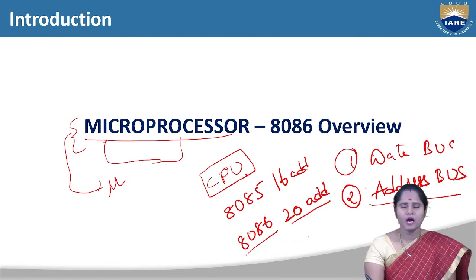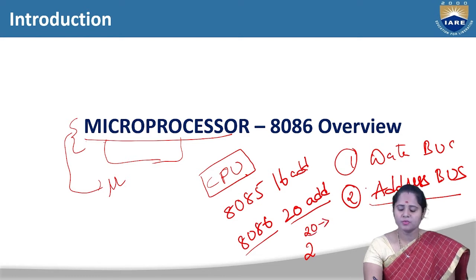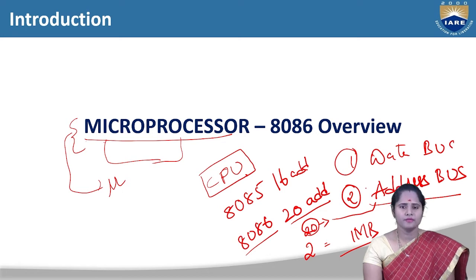The 8086 has 20-bit address lines, so the memory it can address is 2 power 20. This 20 is the number of address lines, which gives approximately 1 MB of memory. So the use of the address bus is to determine how much maximum memory can be accessed by a microprocessor.